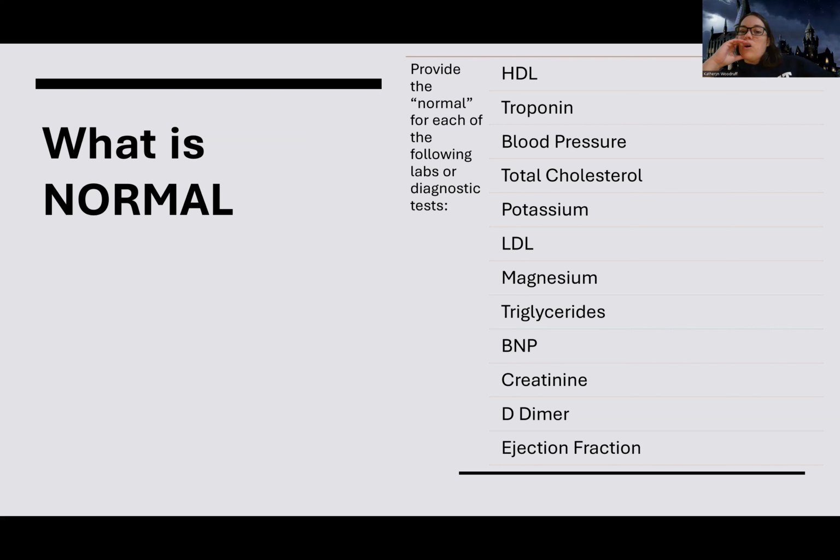Total cholesterol, what do you call it? That's going to be less than 200. Potassium, 3.5 to 5. LDLs, these are our loser cholesterol. We want them low. And this is the one that we want less than 130.